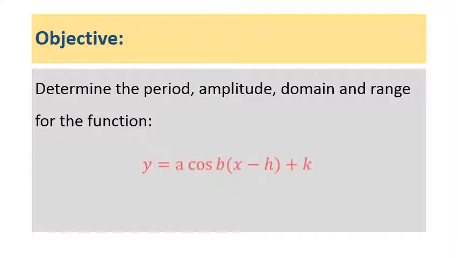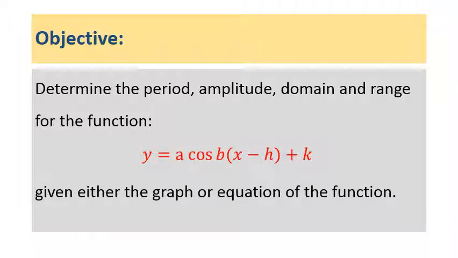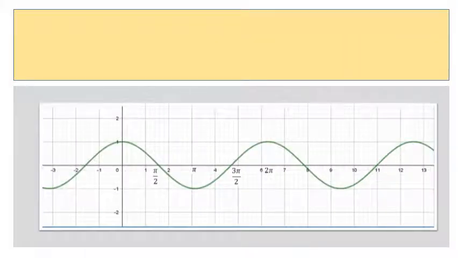Today's lesson is about determining the period, amplitude, domain and range for the function y equals a cosine(bx minus h) plus k, given either the graph or equation of the function. The graph of the cosine function y equals cosine x looks like this.